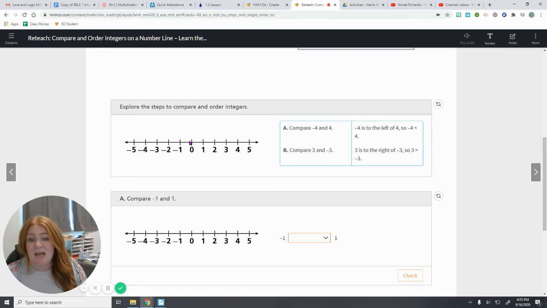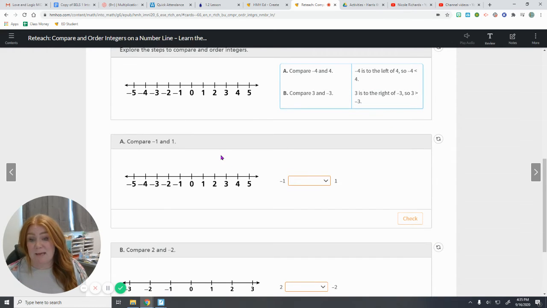I like to think of it as if I owed someone $2. That's not a good thing. I'm in the hole. I'm -2. But if I owe someone $5, that's even worse than owing someone 2. So that's one way to help think about it, is comparing it to money.